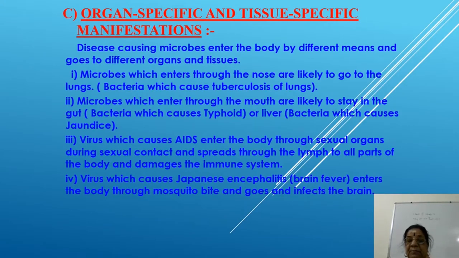At the same time, the brain is covered by three membranes: the outer dura mater, the inner pia mater, and the middle arachnoid membrane. When they are affected, there is accumulation of certain fluid, which is called brain fever. It enters the body through a mosquito bite and infects the brain. I hope you are able to follow this.